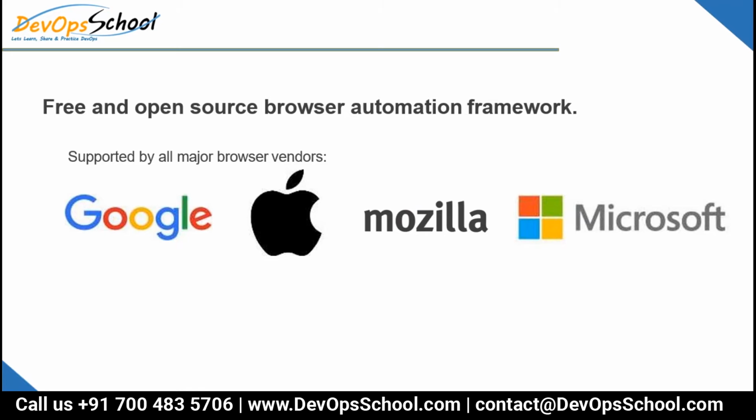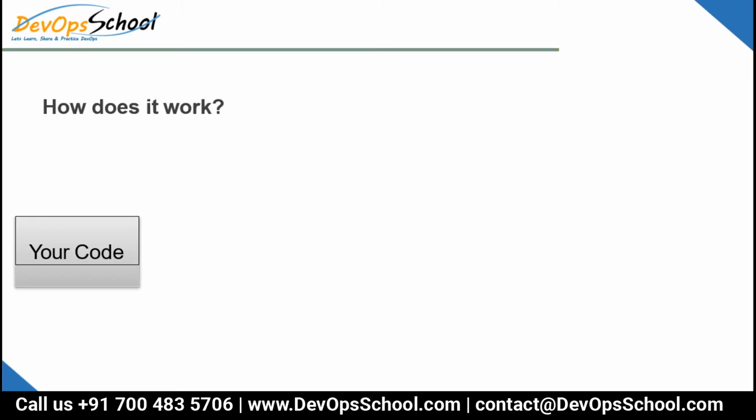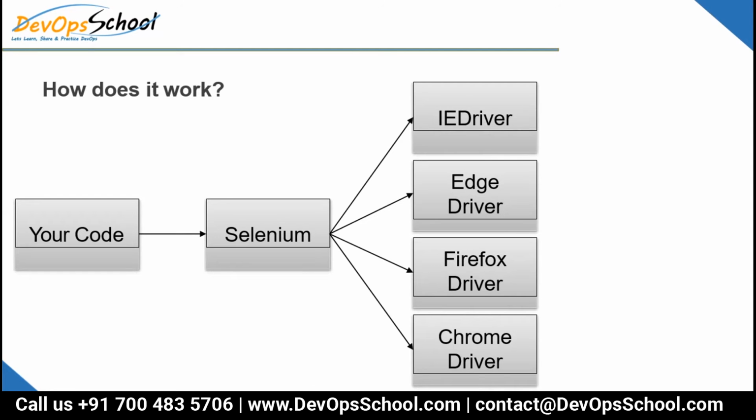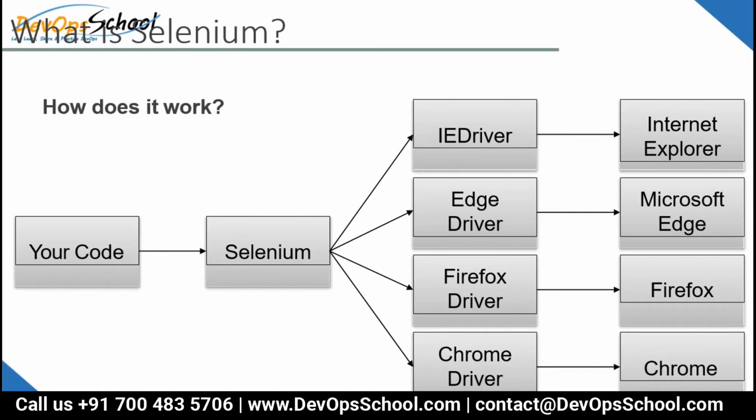Now, guys, Selenium can work with any browser like Google, Mozilla, Microsoft, and Apple browsers. So how does it work? You have your code, and you use it with Selenium and the Selenium libraries. That code, whatever you write, with the help of Selenium works with the different web drivers like IE, Edge, Firefox, and Chrome, and then this driver runs on the different browser.